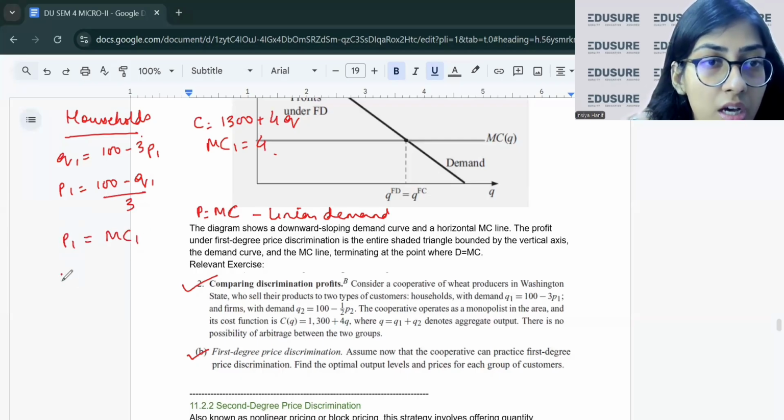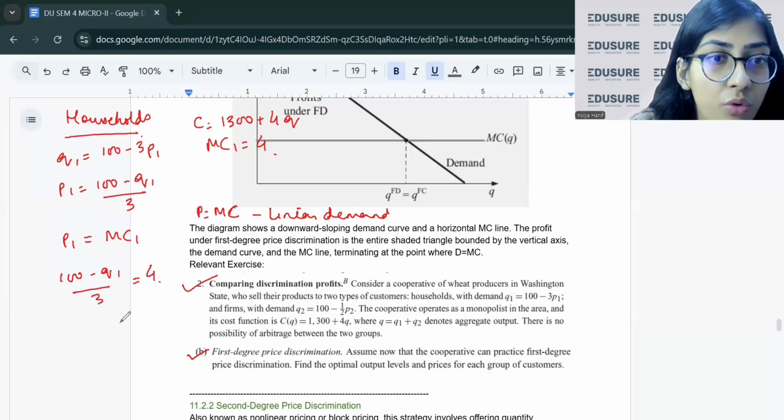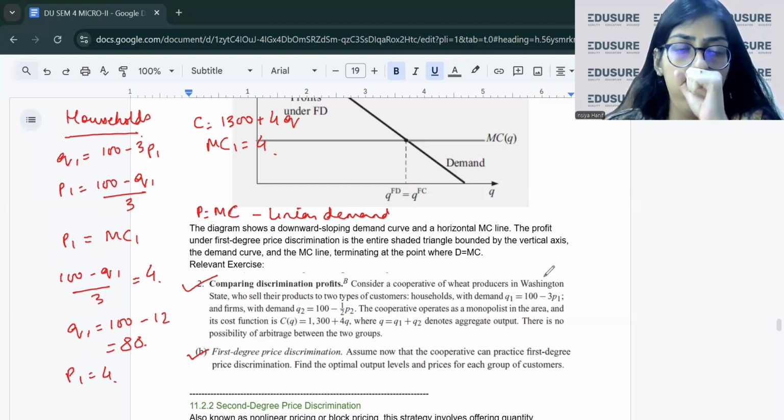So what do we get? 100 minus Q1 by 3 is equal to 4. Q1 is equal to 100 minus 12, which is 88. Okay, and P1 is going to be equal to 4.